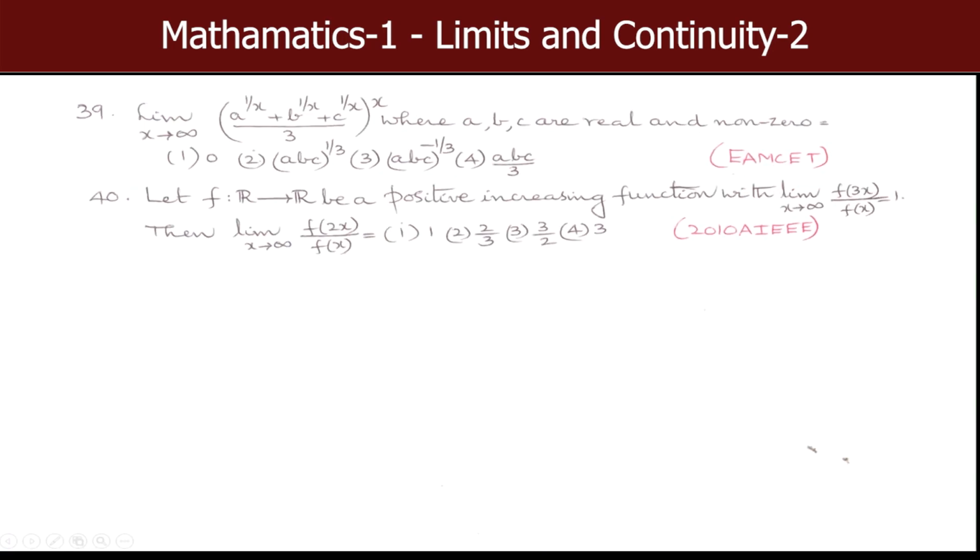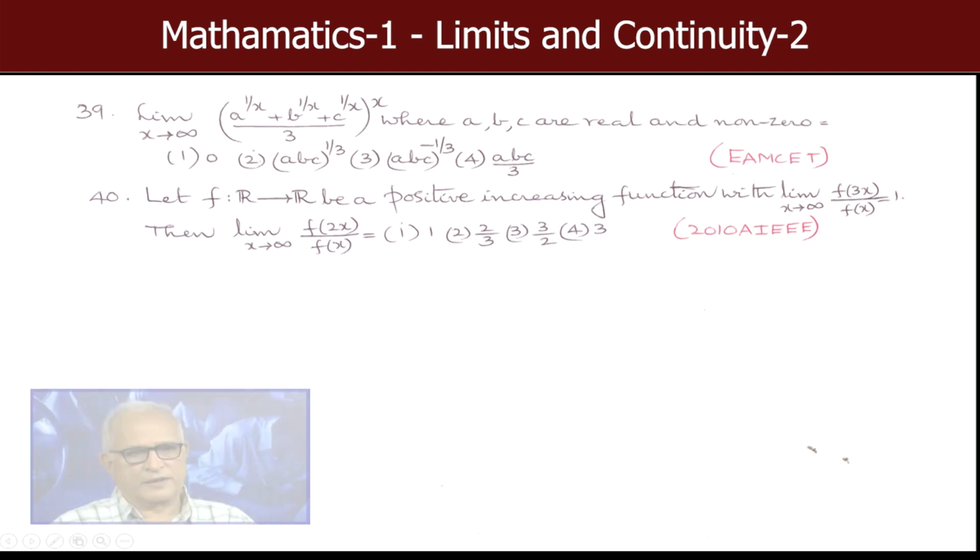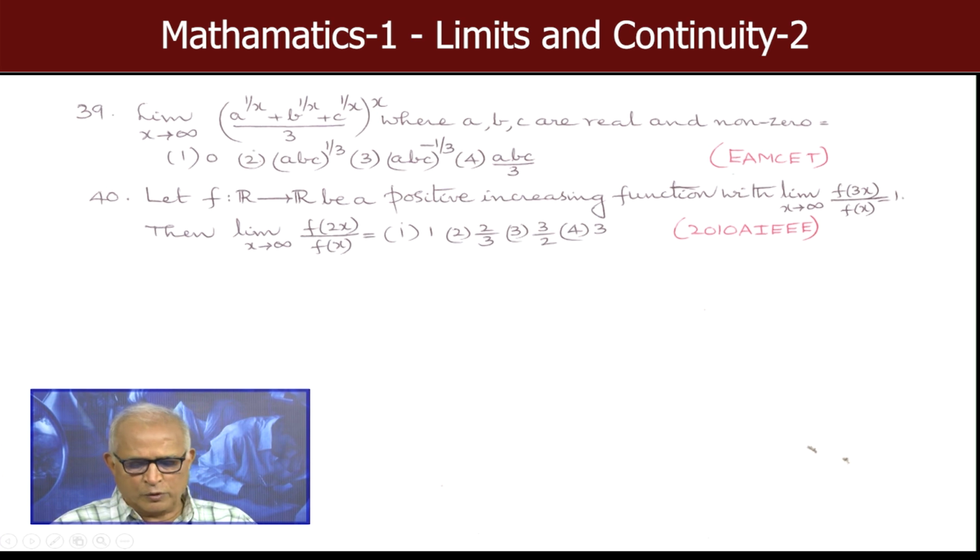39. Find the limit of ((a power 1 by x plus b power 1 by x plus c power 1 by x) by 3) whole power x, where a, b, c are real and non-zero. What is the limit of this function as x tends to plus infinity? It seems it was also given in the 1998 EAPCET paper.